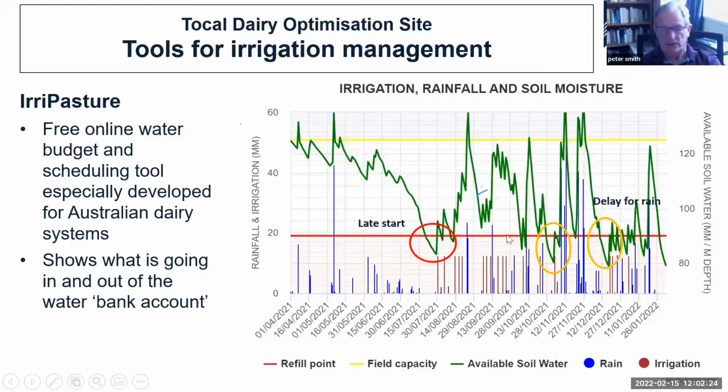This one, we should have got away earlier. And you can pick that up from the water balance from this tool, as you can see. It doesn't give you predictions, but it does show you where the trend might be heading.